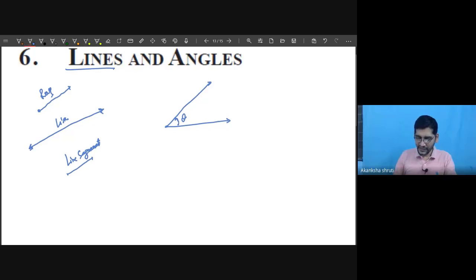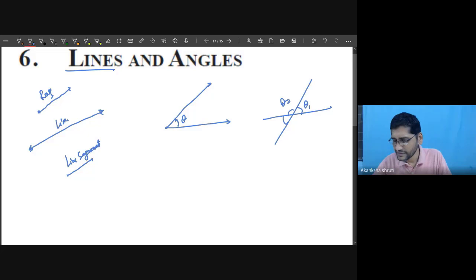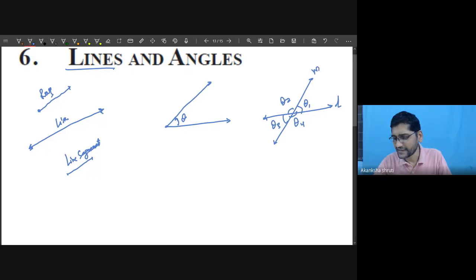It may be possible that the lines are like this. The angle could be like this one. Let us call this theta1. The other angle is theta2. The other one may be called theta3, and this theta4. And here the two lines, we may name one line L and another M. So here theta1 is equal to theta3. They are vertically opposite angles. Similarly, theta2 is equal to theta4. This is the other pair of vertically opposite angles.